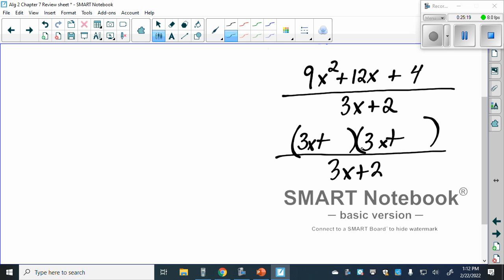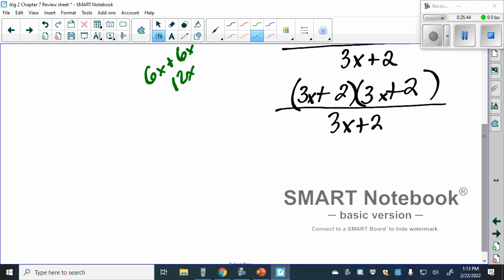Because factors of 9 are 1 and 9, or 3 and 3. Well, the factors of 4 are 1 and 4, or 2 and 2. And if we did check this, 3x times 2 is 6x, plus 2 times 3x is 6x, which does give us a middle term of 12x. So it does factor to 3x plus 2 times 3x plus 2.